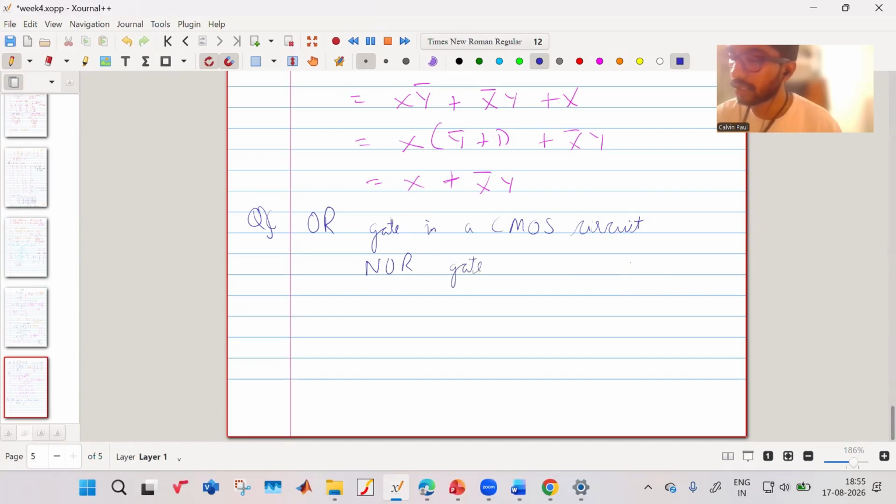So how does the NOR gate look like? It will be like this, right? This is how it looks. No, it's the opposite. Here, here, and let me draw on the next page.